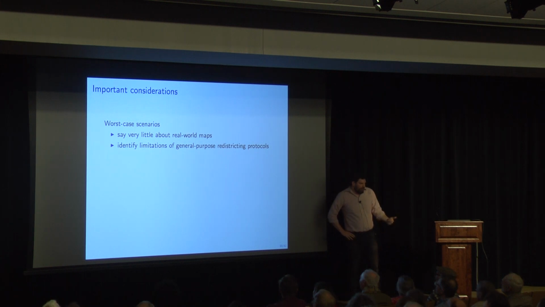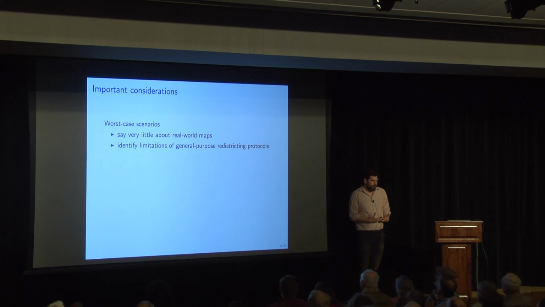So both the impossibility theorem and this NP hardness result were looking at worst case scenarios of where the voters could possibly live relative to how they vote. So this might not reflect all of the real world maps we encounter in practice, but what it does tell us is what we can't expect our redistricting protocols to be able to do. We can't expect redistricting protocols to satisfy everything we ask of them, necessarily, okay?